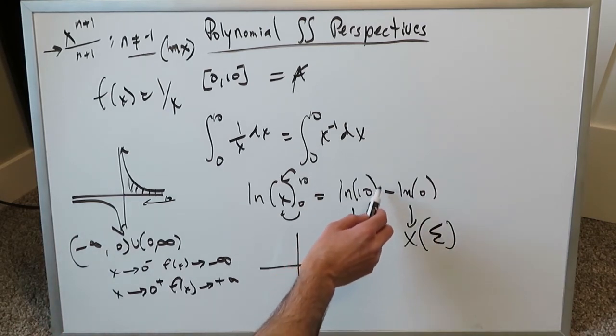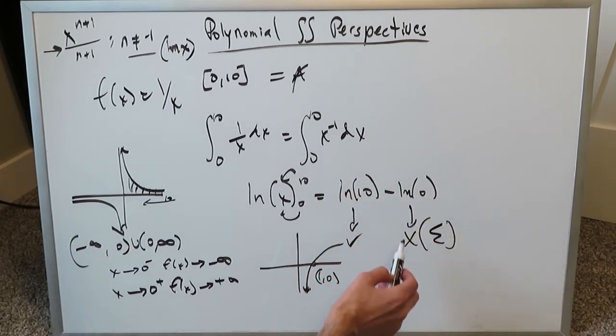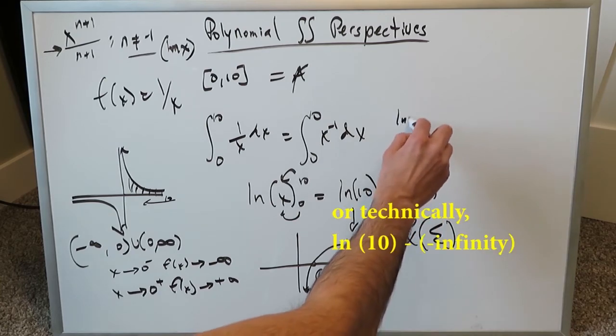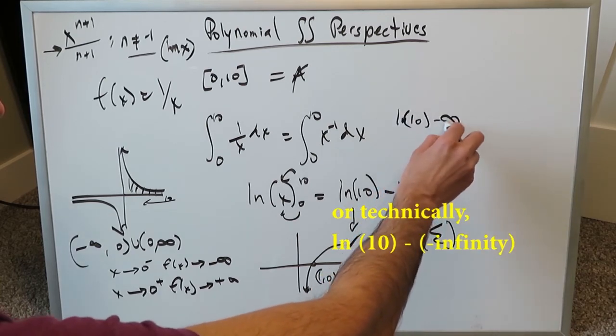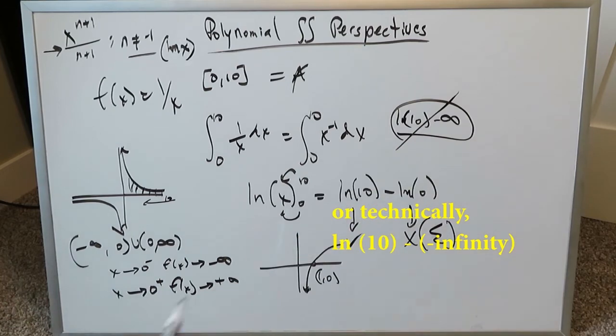You can very well do a natural log of 10, but you cannot do this part. So in essence, what you're really looking at is natural log 10 minus some sort of an infinity value, and this ends up being a problem in terms of area determination, so you can't do it.